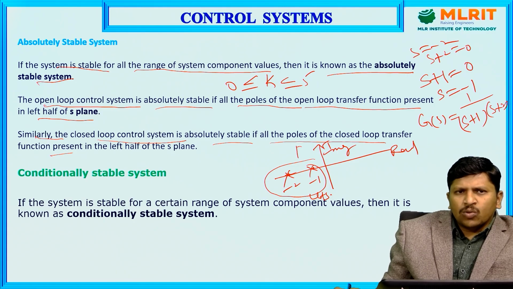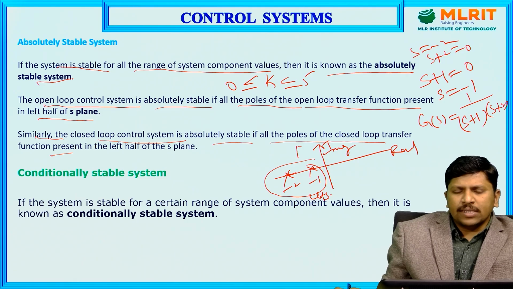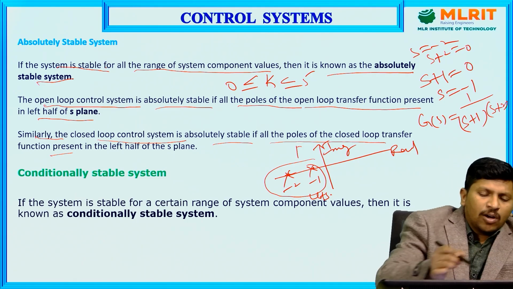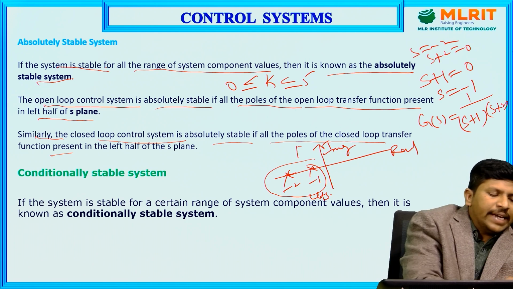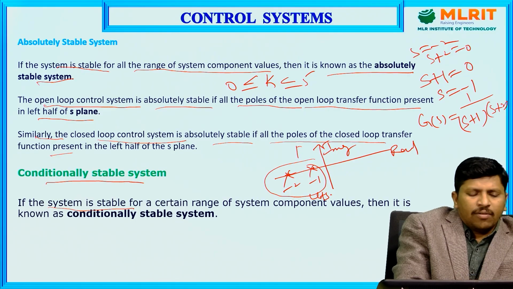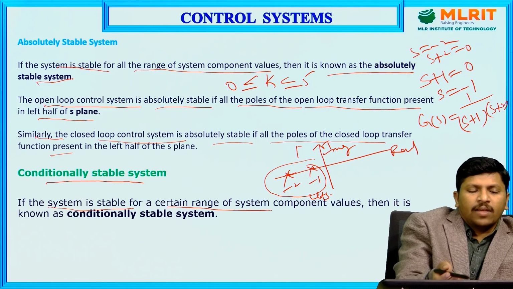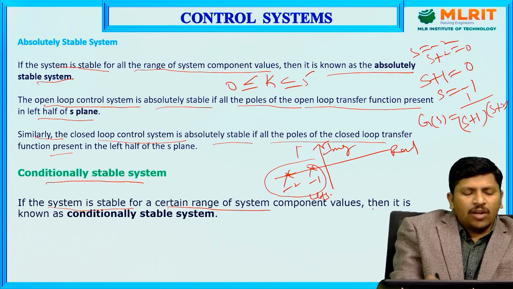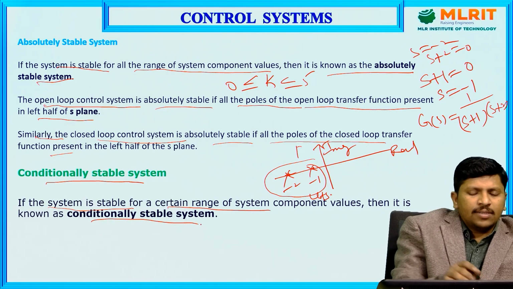Similarly, if the poles of any closed loop control system are present in the left half of the S plane, then that type of system is a stable closed loop control system. So this is the absolutely stable system, or the conditionally stable system. Here, the parameter or component value ranges are in a conditionally stable condition. If the system is stable for a certain range of the system component values, then it is known as a conditionally stable system.